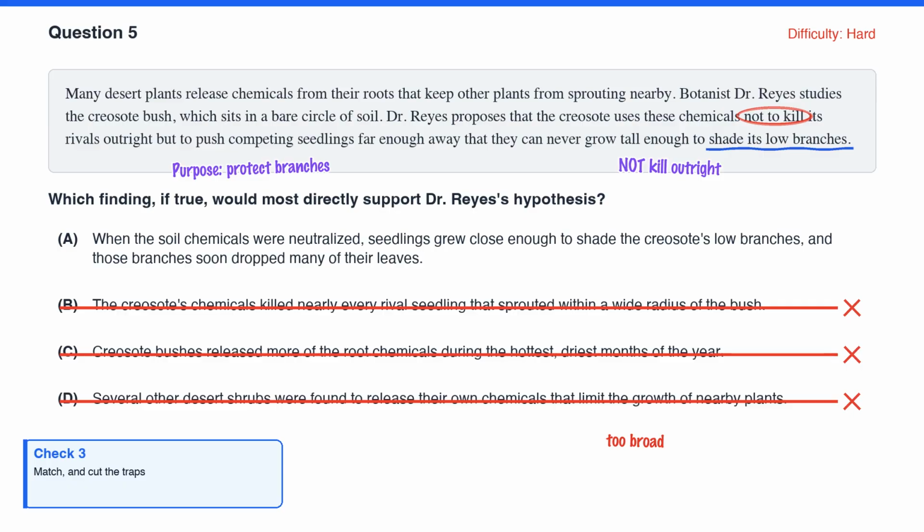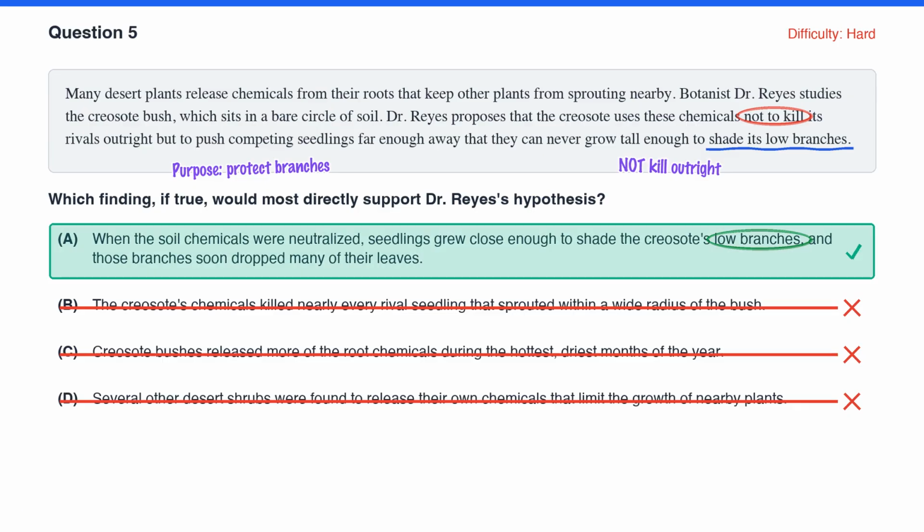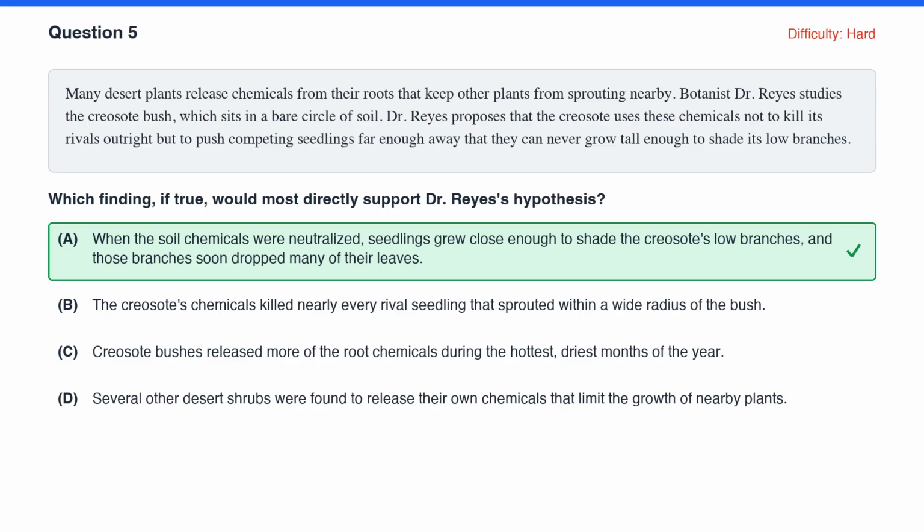A says when the chemicals were neutralized, seedlings grew close enough to shade the low branches, and those branches dropped extra leaves. That ties the spacing straight to the branches. A takes it. A is right because it links the chemical spacing directly to the low branches. Exactly Reyes' purpose. B was the nastiest trap. The passage really is about chemicals stopping growth, but killing outright is the one thing Reyes says it is not.